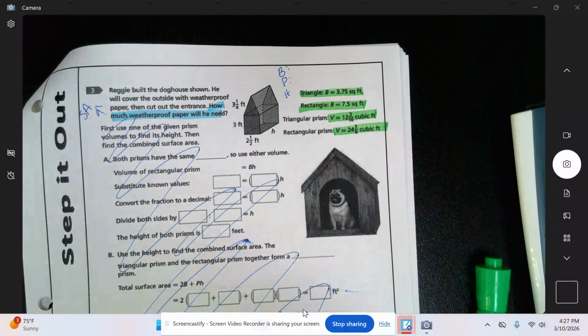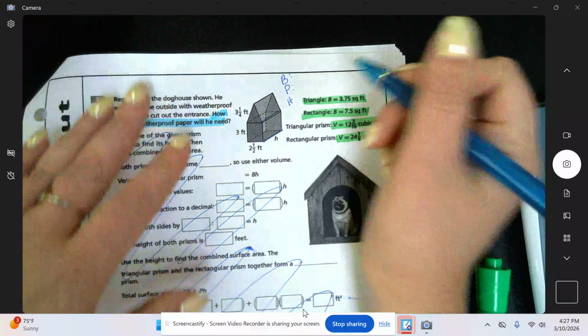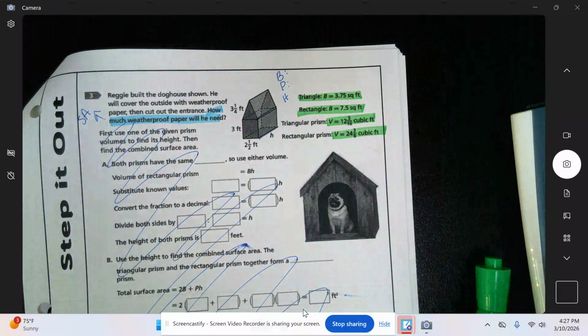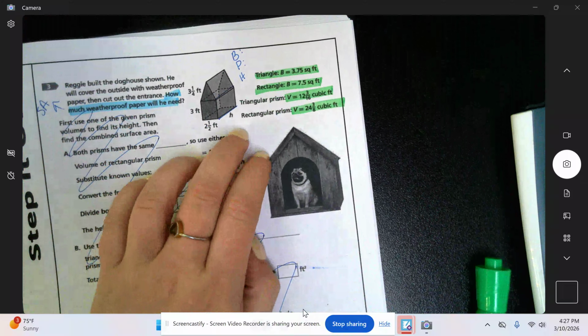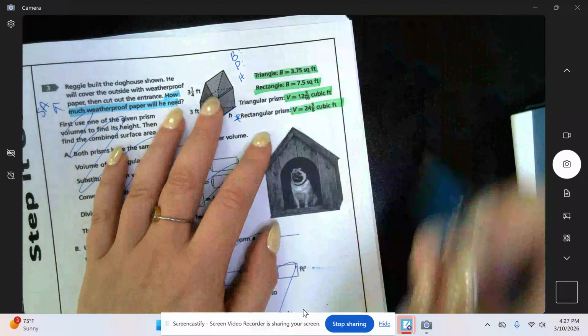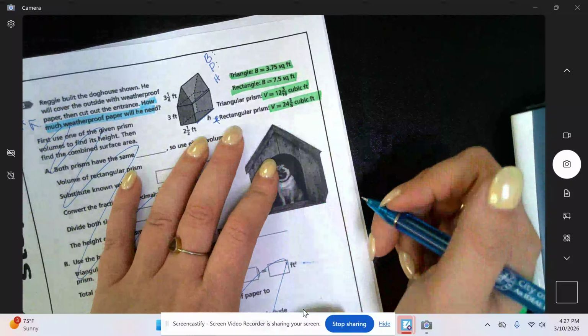And because they share a height, because the height connects the two bases, if we know the height of one, we know the height of the other. So we just need to solve for one height. We can do either one, it doesn't really matter. So if we chose to do the rectangular prism, just because it tends to be easier in our heads to deal with rectangles over triangles.